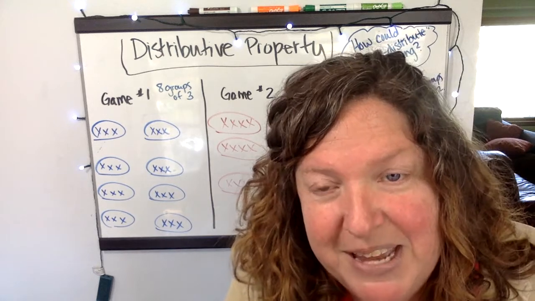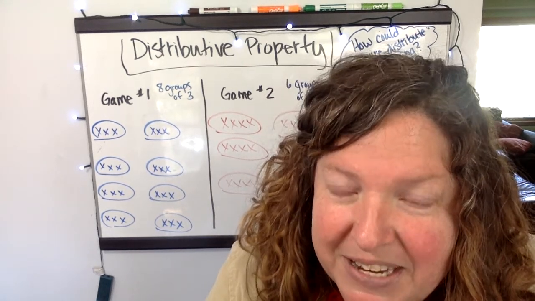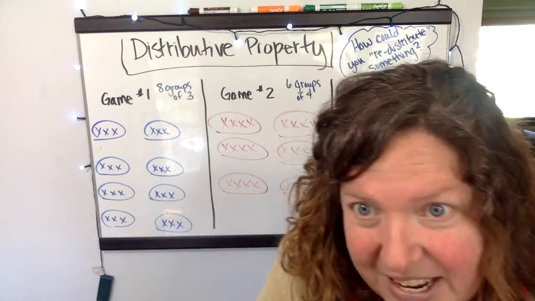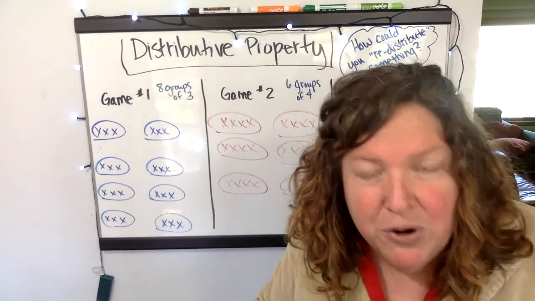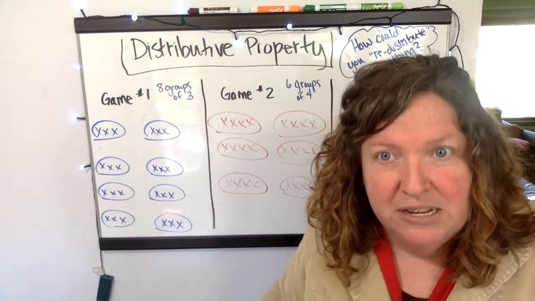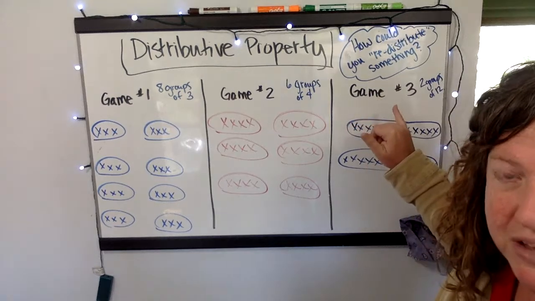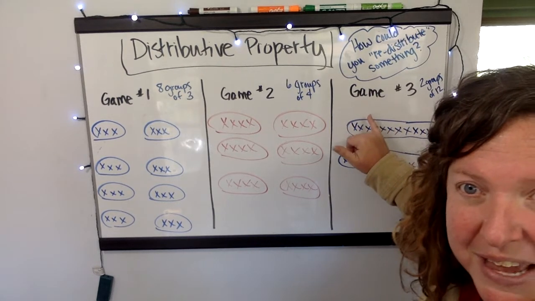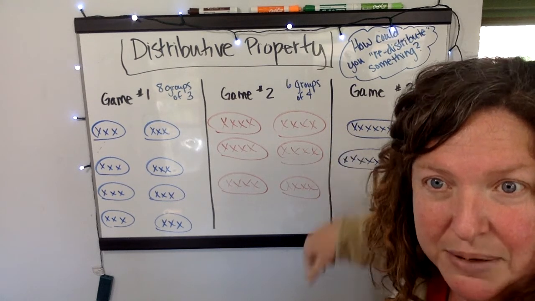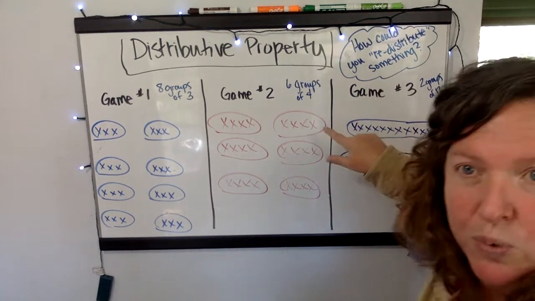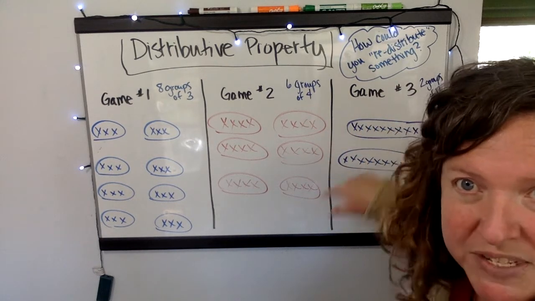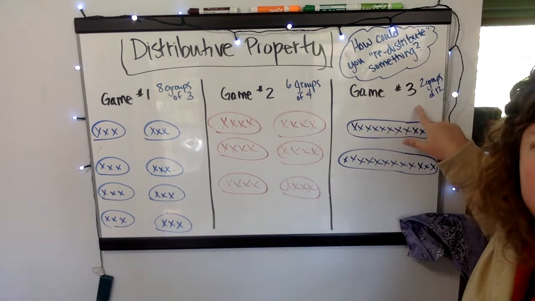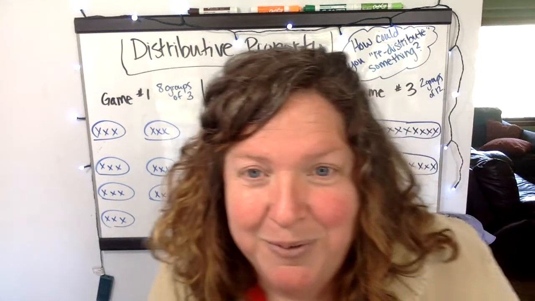Get done playing that game, and your teacher might say again, let's redistribute ourselves. Re means do over. We're going to distribute ourselves again. This time we're playing a game that only has 2 teams. So we're going to put 12 of us on one team, 12 of us on the other team. So we have 2 groups of 12.